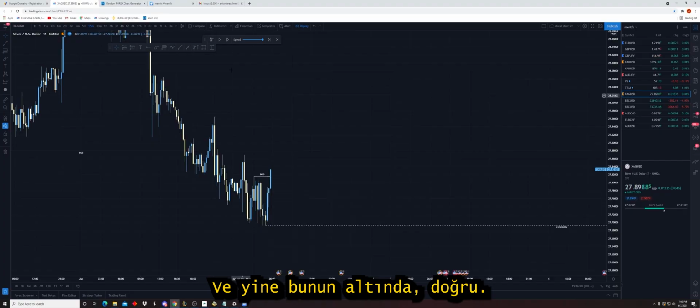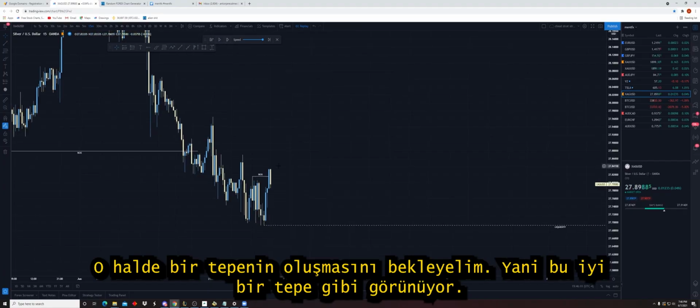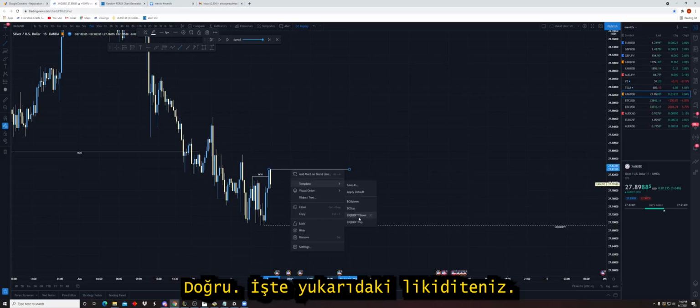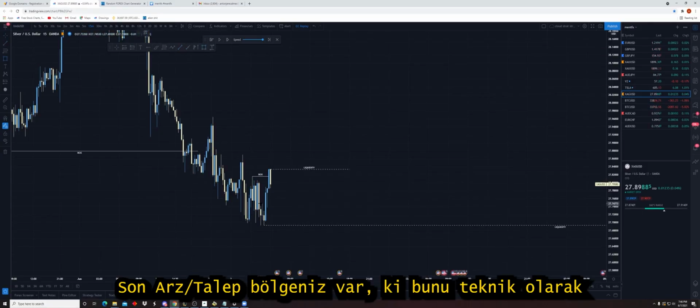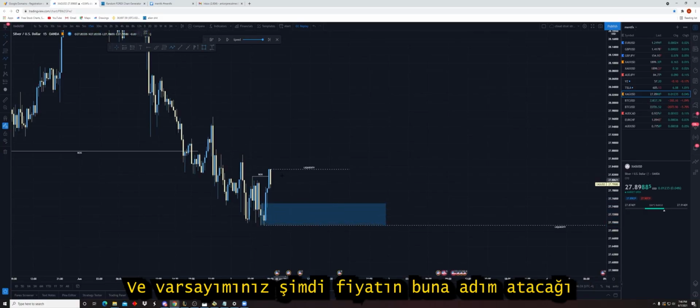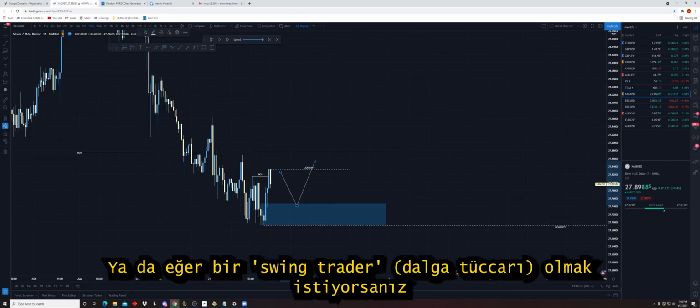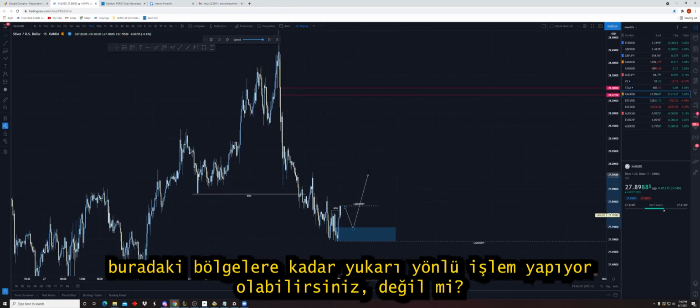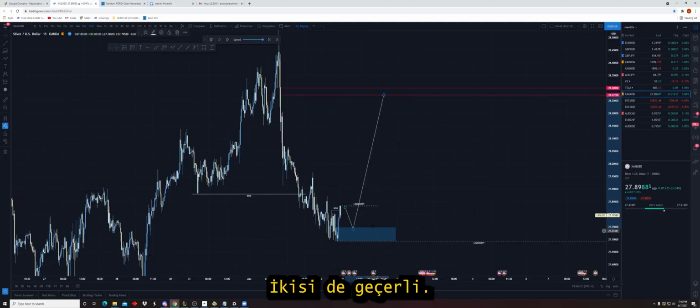And again, under this, let's wait for a high to form. So that looks like a decent high. We can assume this is the liquidity, right? Right here's your liquidity up. You have your last SND zone, which you could technically use as this MetaFX block. And your assumption is now what? The price wants to tap into this and run this liquidity. Or if you want to be a swing trader or a longer trader because you have these zones selected, you could be trading up into the zones here, right? Both are valid.